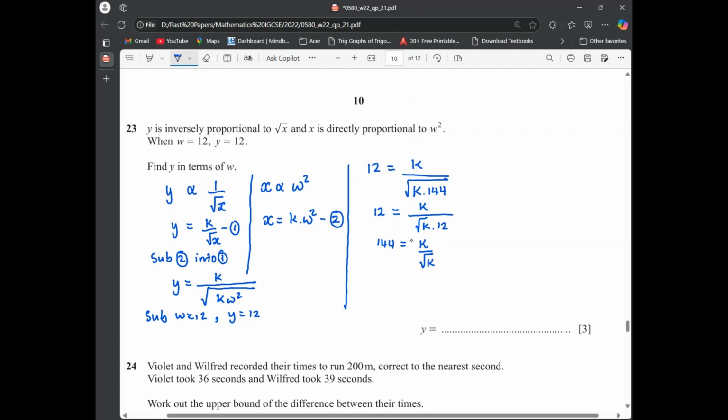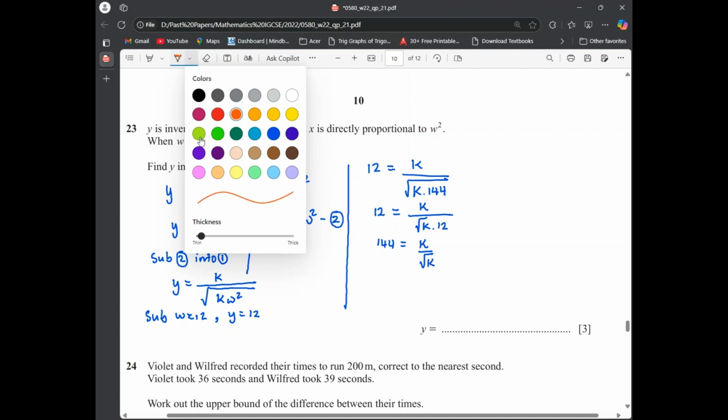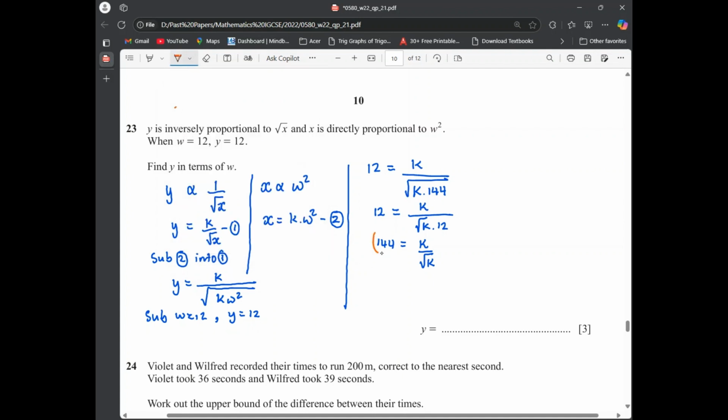Right. Now, I want to remove this square root here. I'm going to do a very neat trick. Watch this. I'm going to square both sides of the equation. I'm going to square that side as well because I want to remove that k.